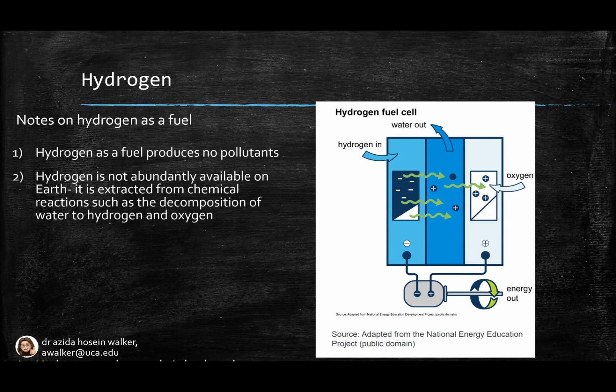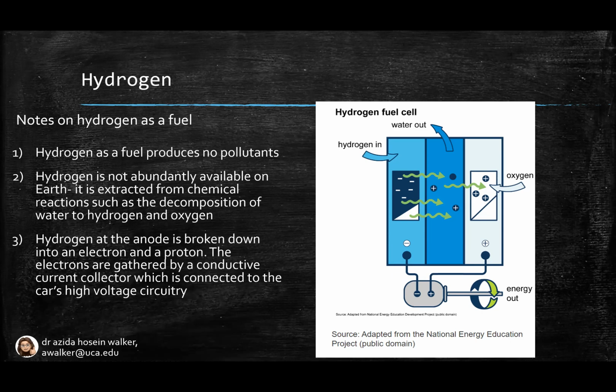So it's very clean. And what happens is when we have hydrogen sitting at the anode, that hydrogen breaks down into an electron and a proton. The electrons are collected by a conductive current collector, and that is connected to the voltage circuitry, for example, in the car. And that's how you get the electricity in the car. So you break down water, you get the hydrogen, and then the hydrogen at the anode from the breakdown of water breaks down further into an electron and a proton, and the electrons are what's used to conduct electricity.